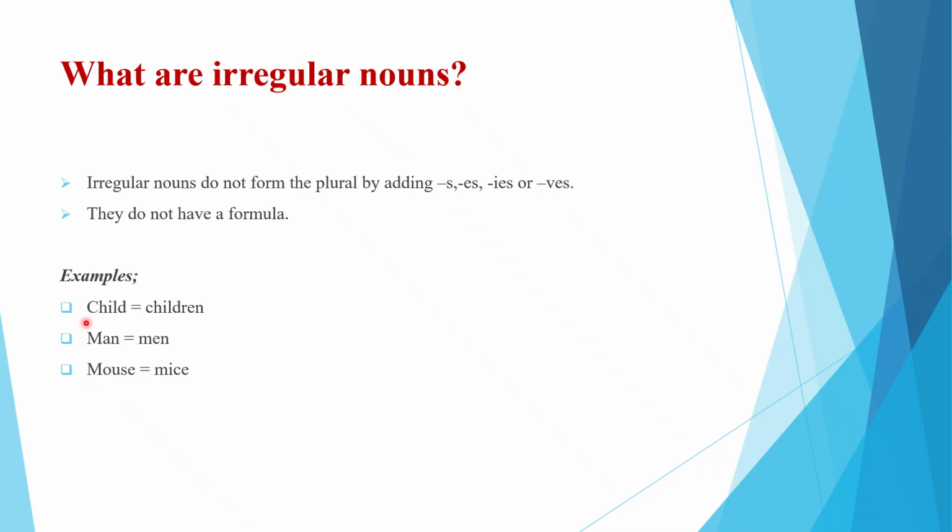In singular, you talk of a child. When there are many, you talk of children. A man changes to men. A mouse changes to mice. These 3 examples are very clear. You can see there is no formula that is being applied. We are not adding anything. We are changing the entire word.